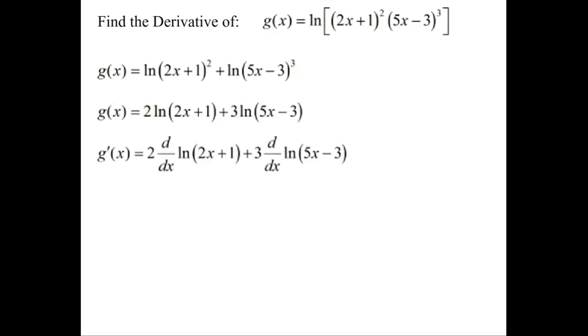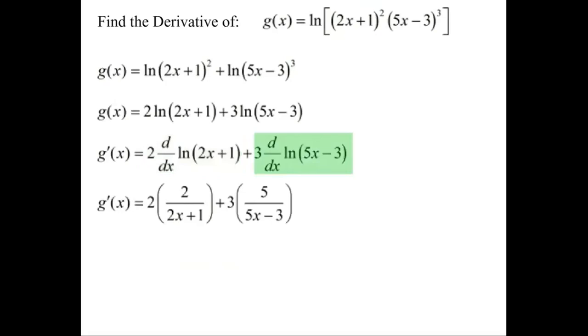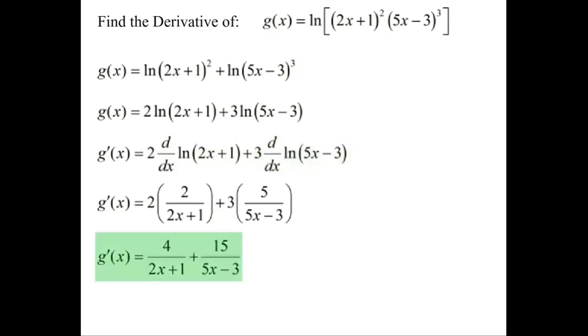And so here we can use the property of logarithms to bring down the exponents, which gives us the following expression. And then now we can take a derivative of each term using the sum rule. Taking the derivative of the first term, that's going to be equal to 2 times the quantity 2 over 2x plus 1 plus 3 times the quantity 5 over 5x minus 3. Simplifying the expression, we have that the final derivative is equal to the quantity 4 over 2x plus 1 plus the quantity 15 over 5x minus 3.